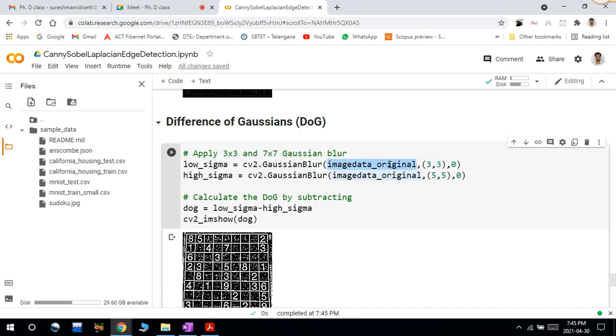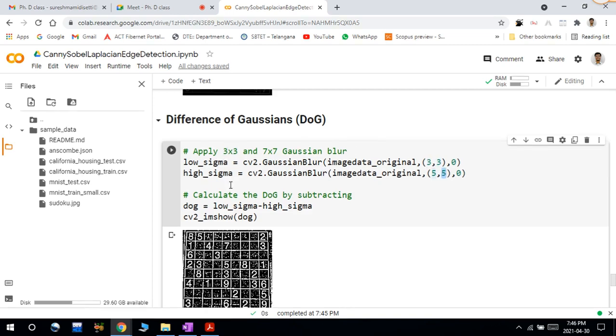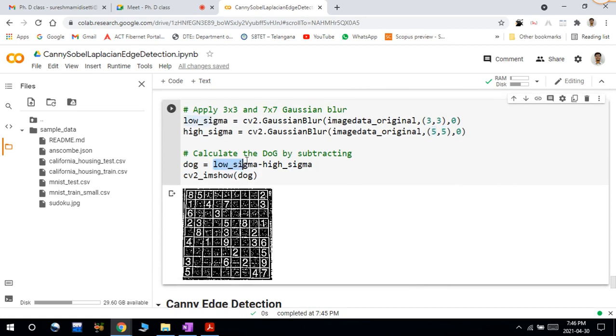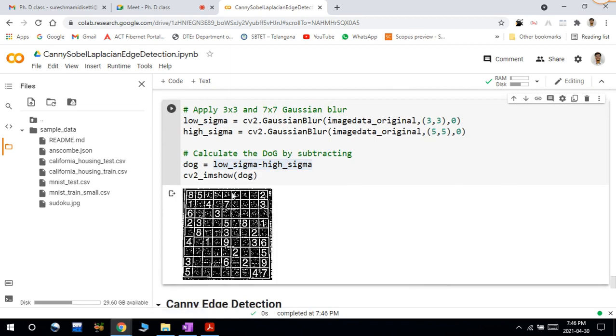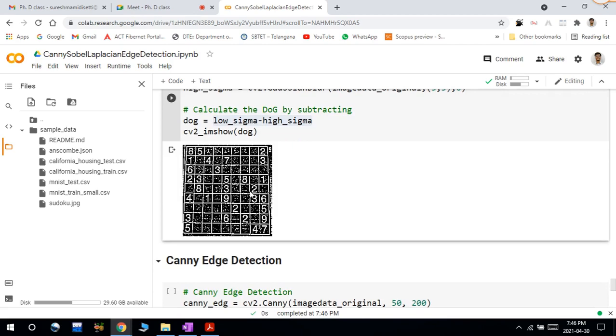This is the original image, the Sudoku image. On that, I first apply the Gaussian blur with one filter, and then the Gaussian blur with the second filter, that is the first standard deviation sigma 1 and this is sigma 2. After applying this, I do the differentiation, that is the difference of Gaussian, and I will show that. So this is your difference of Gaussian. The only disadvantage of the difference of Gaussian is that I get more noise.